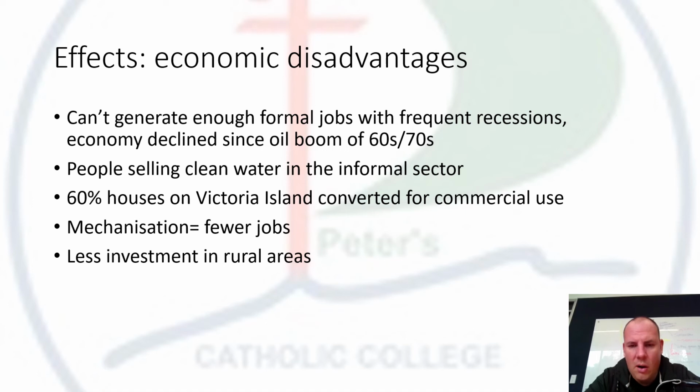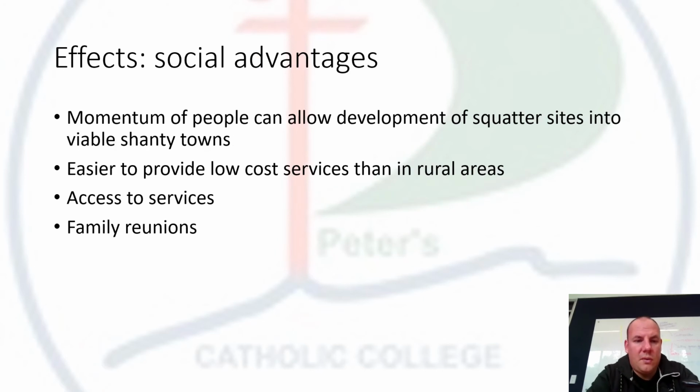I'm going to show you another video in class that explains to you what informal work is, so you understand what that is. People selling clean water in the informal sector, that's an example of an informal job. 60% of houses in Victoria Island converted for commercial use, which meant there was no houses available. With mechanisation, there's been fewer jobs, especially in rural areas, and then obviously that's led to less investment in rural areas.